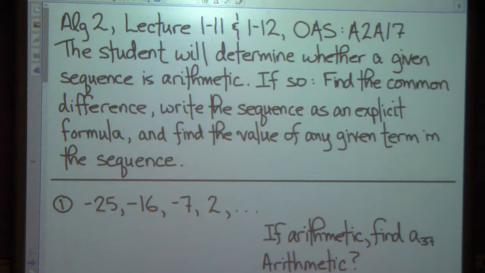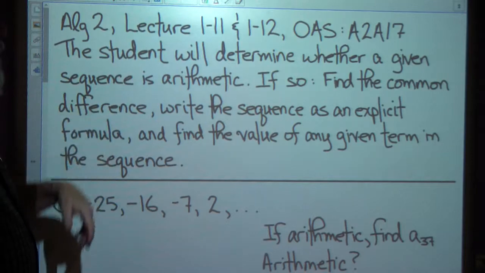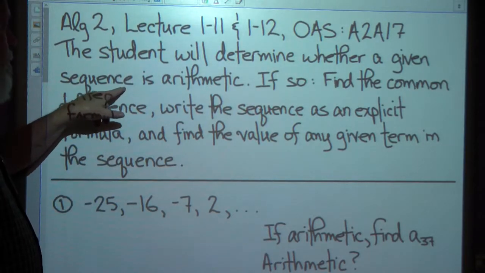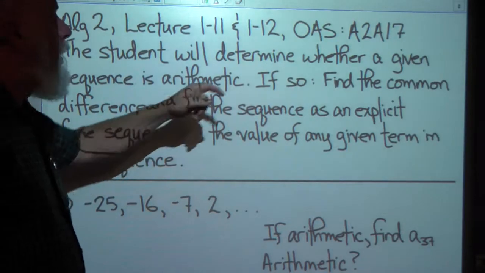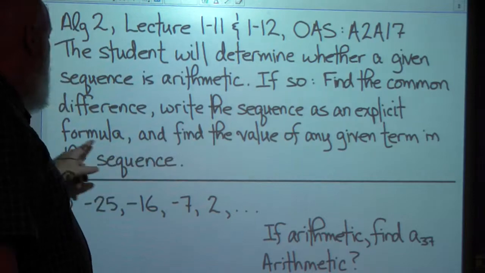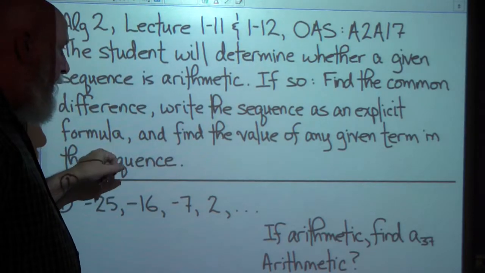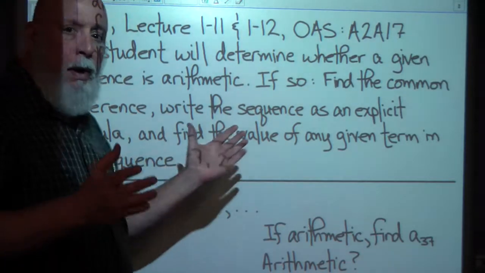All right. Let's see. Today, Algebra 2, Lecture 111 and 112. That's OSA 2A17. The student will determine whether a given sequence is arithmetic. And if so, we'll find the common difference, write the sequence as an explicit formula, and find the value of any given term in the sequence.